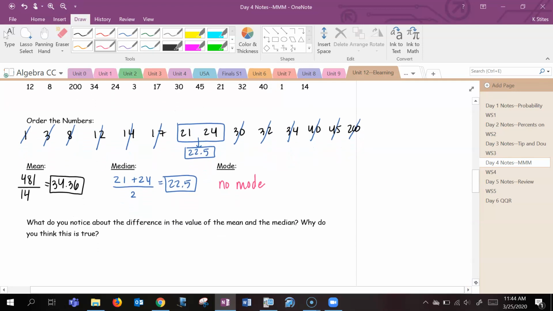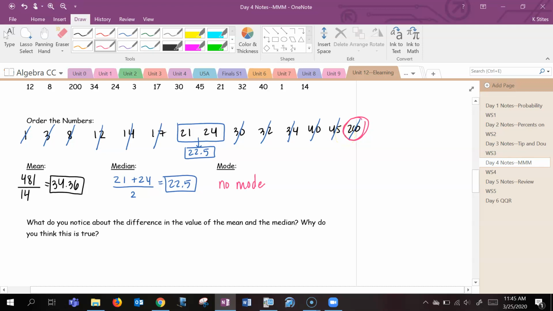Okay. What do you notice about the difference in the value of the mean and the median? Why do you think this is true? Well, if you look here, these are pretty different. This one's over 34 and this one's 22.5. Something important to realize is that the mean is going to be affected by all these different values in the data set. For example, look at this 200. See how big this number was compared to everything else? So when we found our mean, it became much larger than our median because of this huge value.